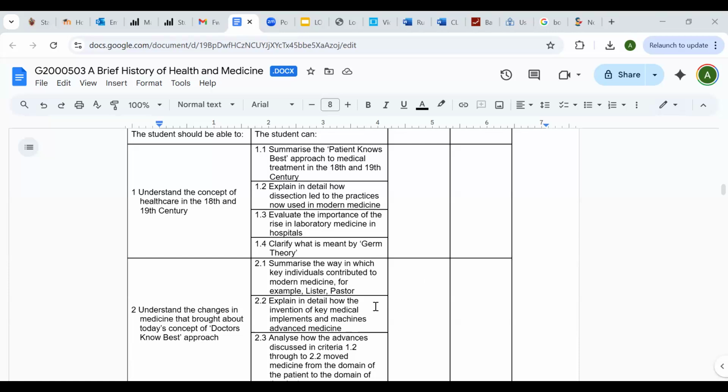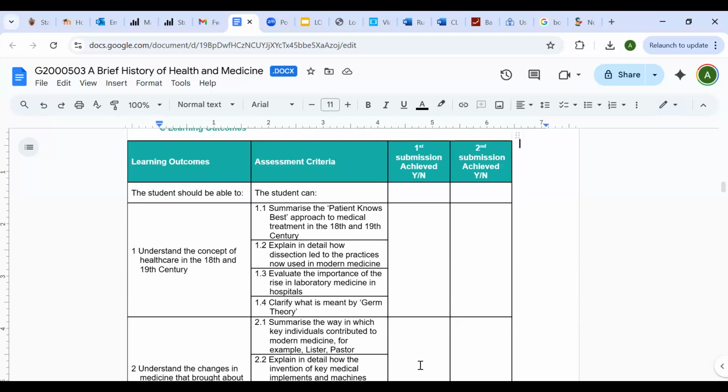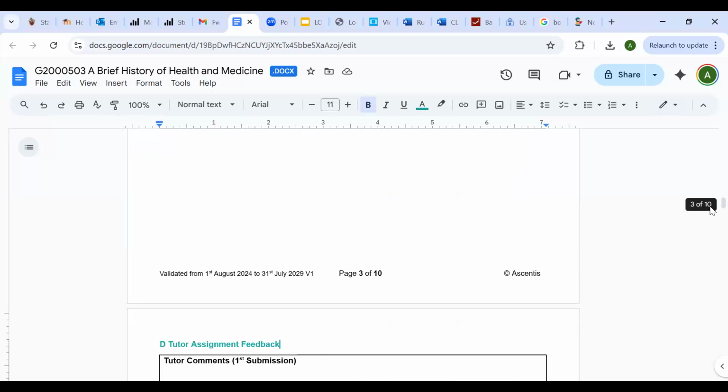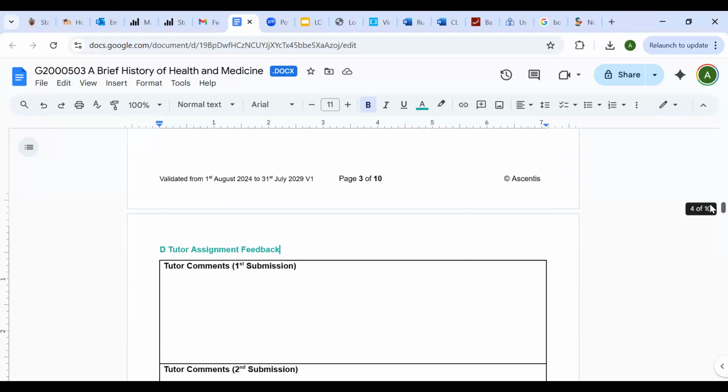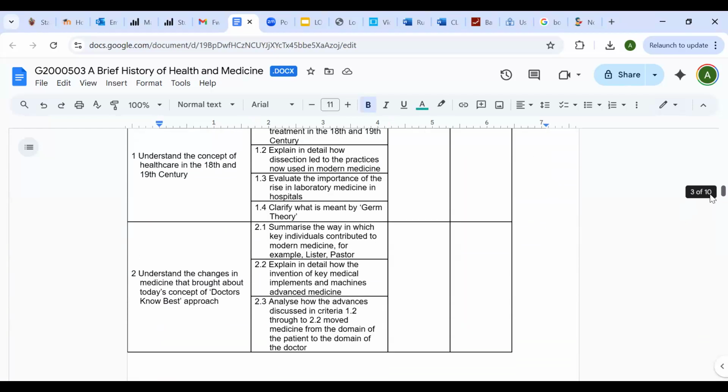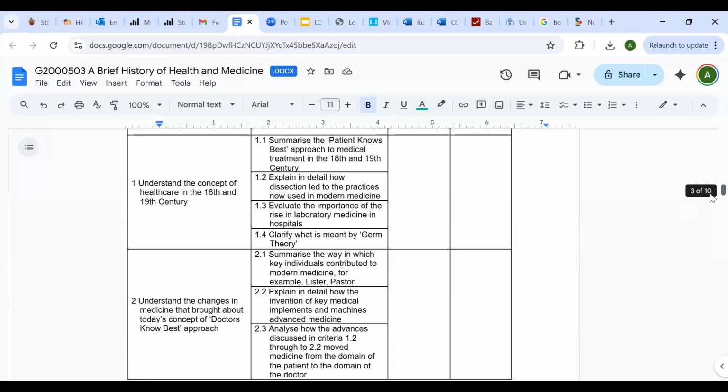And then the third is to analyze how the advances discussed in criteria number 1.2 through 2.2 moved medicine from the domain of the patient to the domain of the doctor. Okay, so initially it was the patient knows best, and later on it became the doctor knows best.